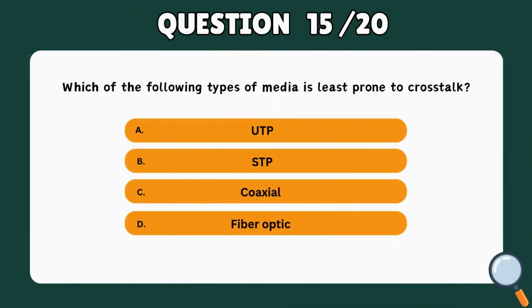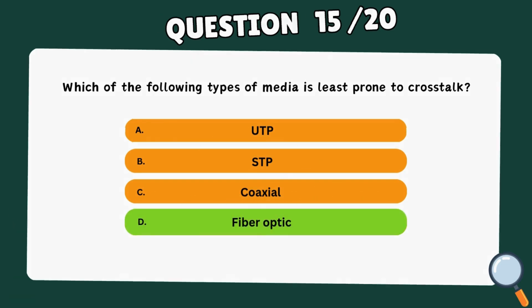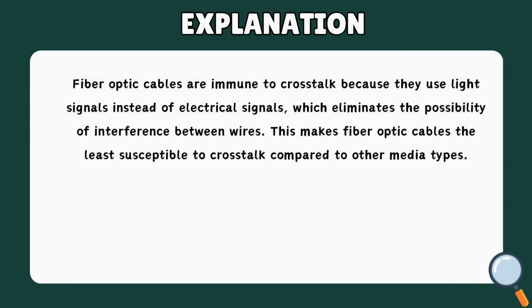Question 15. Which of the following types of media is least prone to crosstalk? A. UTP, B. STP, C. Coaxial, D. Fiber optic. Correct answer: D. Fiber optic. Fiber optic cables are immune to crosstalk because they use light signals instead of electrical signals, which eliminates the possibility of interference between wires. This makes fiber optic cables the least susceptible to crosstalk compared to other media types.